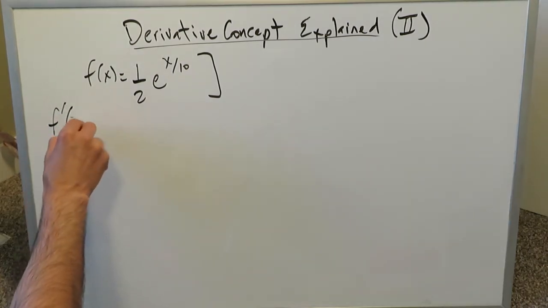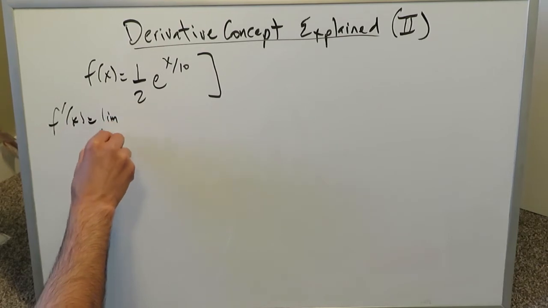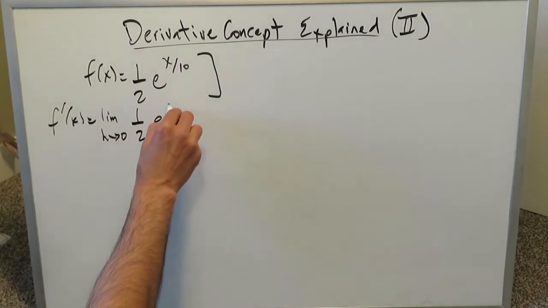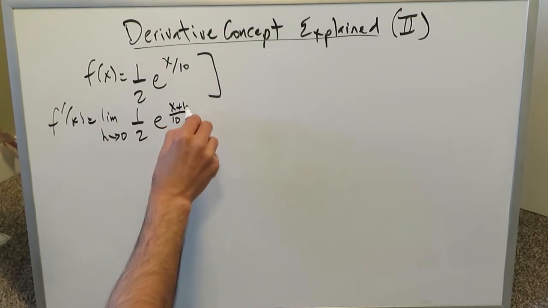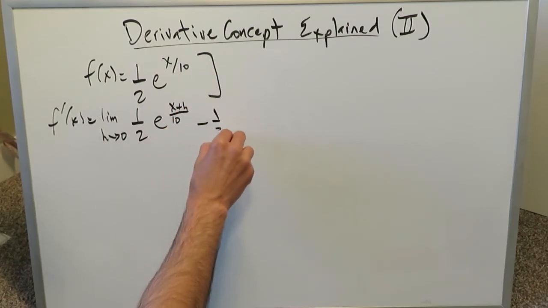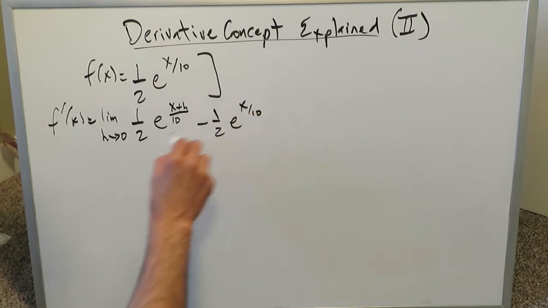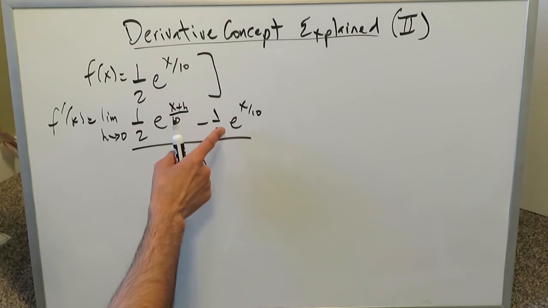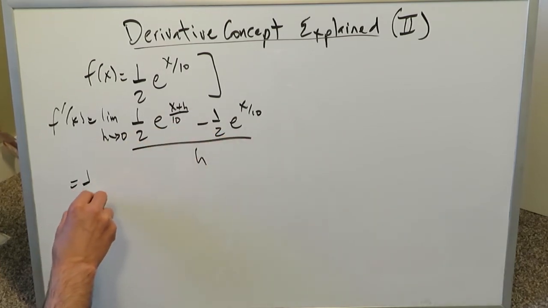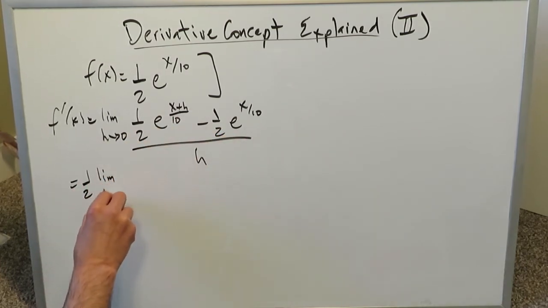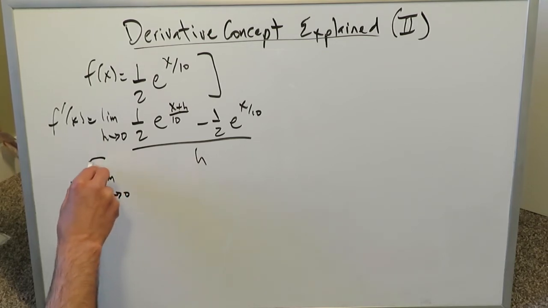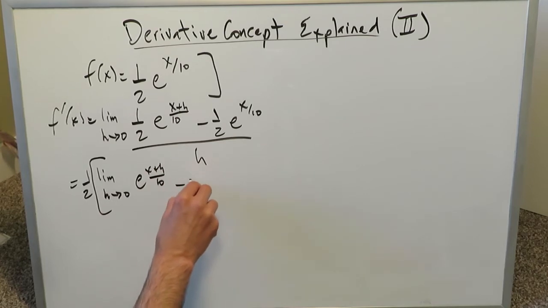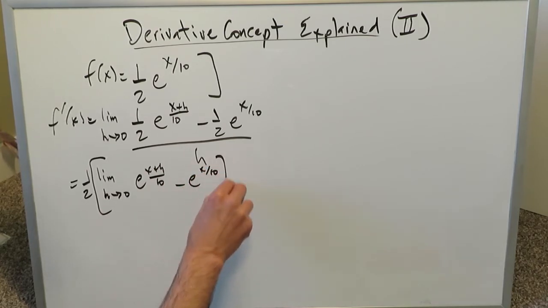If that's your function, the derivative of that is equal to the limit as h approaches 0. You hit this with that 1 over 2 e to the x over 10, and you'll do x plus h over 10 minus 1 over 2 e to the x over 10, all over h. See, f of x plus h minus f of x divided by h. You can push the 1 over 2 out, and you can do everything like this. 1 over 2 has been pushed out, limit as h approaches 0, you have e to the x plus h over 10 minus e to the x over 10 all over h.